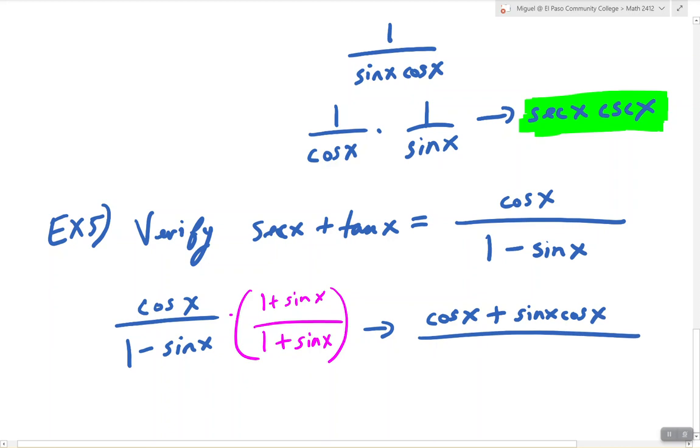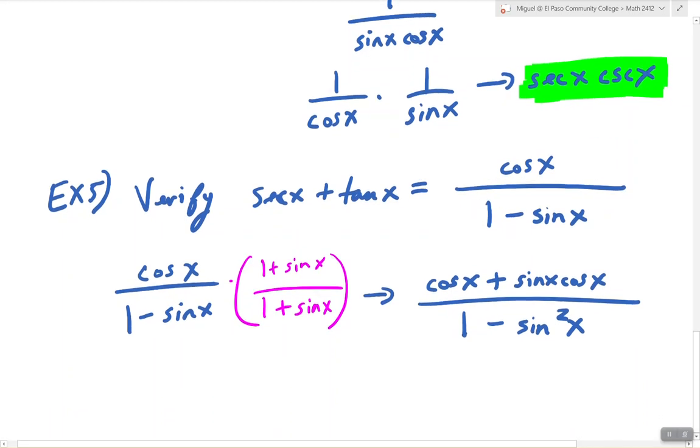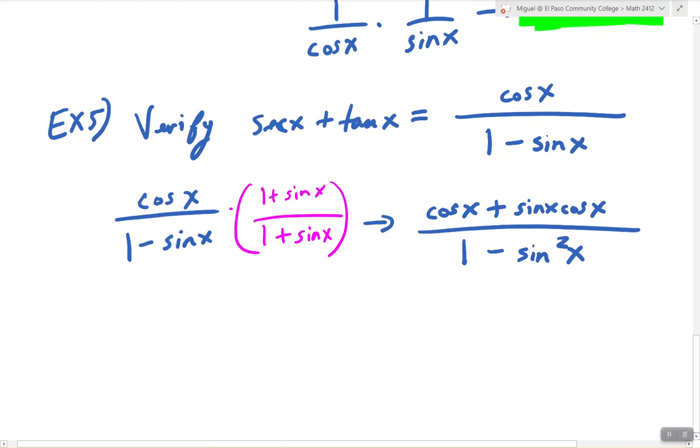And then on the bottom I have a difference of two terms. One is 1 minus, the other one is 1 plus. So this is going to be 1 minus sine squared. Okay. Pythagorean identity. So now we have a sine squared and the 1 in there floating around. So we will know that 1 minus sine squared will be cosine squared. So let me rewrite the top.